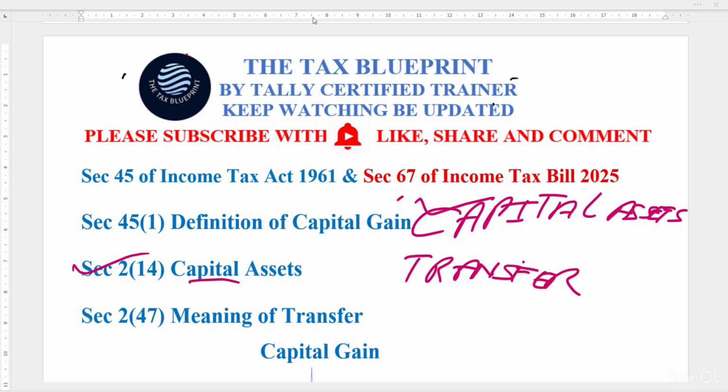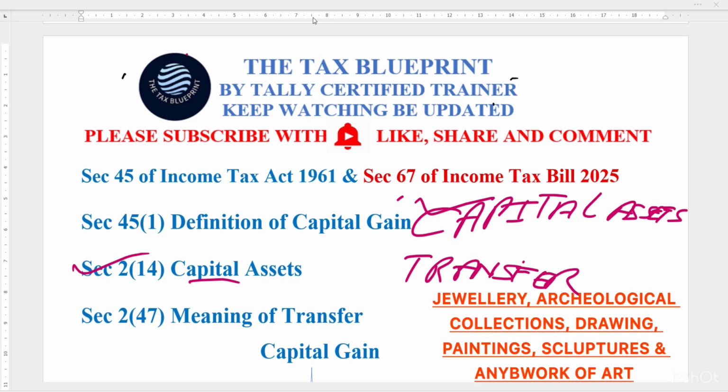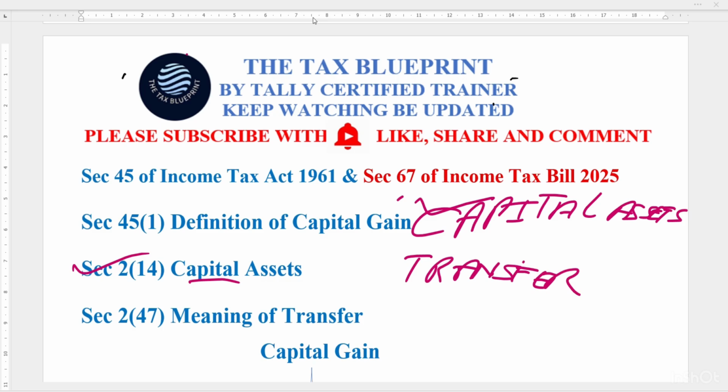Apart from this, there are a few personal movable items which are covered under the capital asset. It includes jewelry, archaeological collection, drawing, painting, sculptures, any work of art. Only these six kinds of personal movable effects are covered under the capital asset definition given in section 2, clause 14. Apart from this, urban agricultural land is also a capital asset.